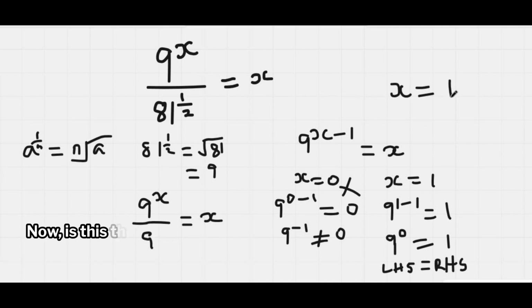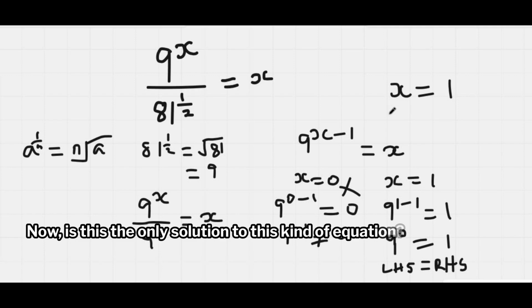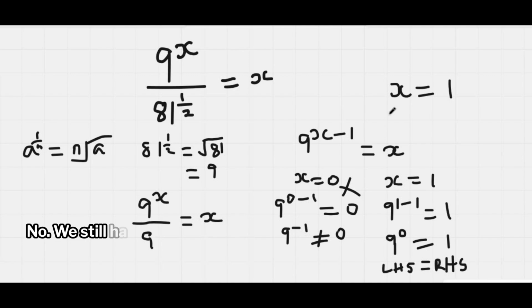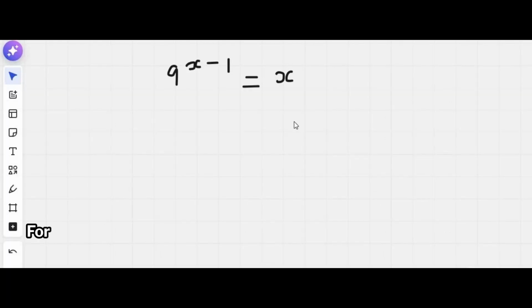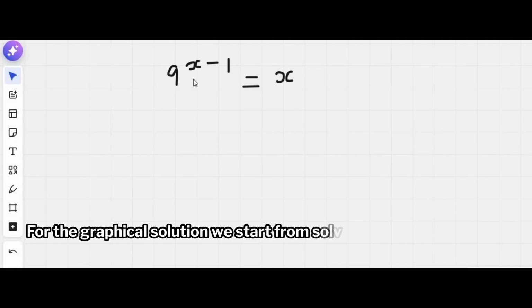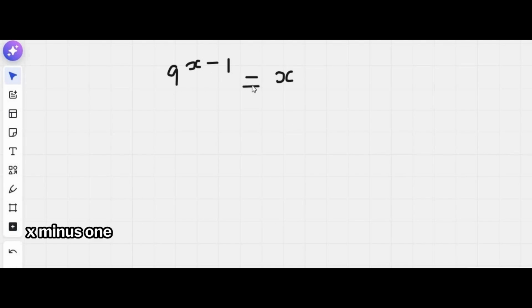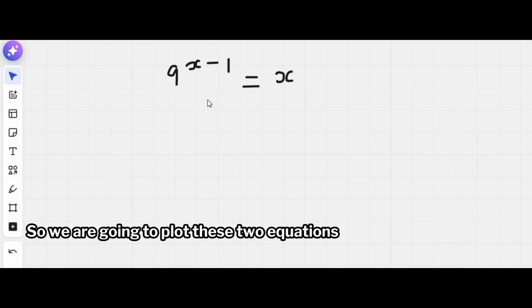Now, is this the only solution to this kind of equation? No. We still have other solutions by solving it graphically. For the graphical solution, we start from 9 raised to power x minus 1 equals x. So we are going to plot 9 raised to power x minus 1 and also plot y equals x on the same graph.